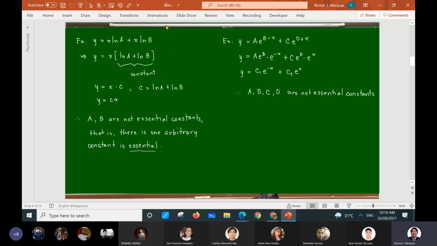So only two arbitrary constants are essential here, which are C sub 1 and C sub 2.